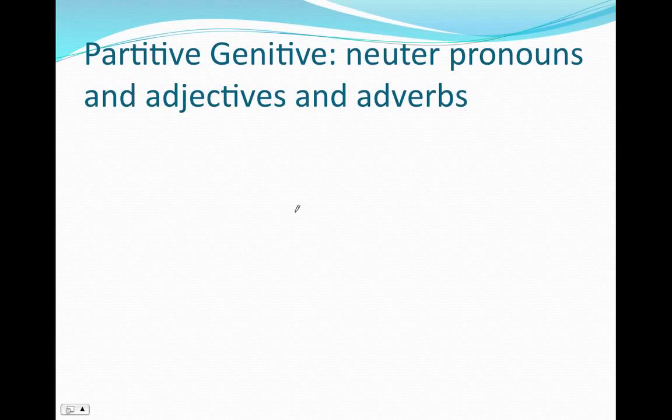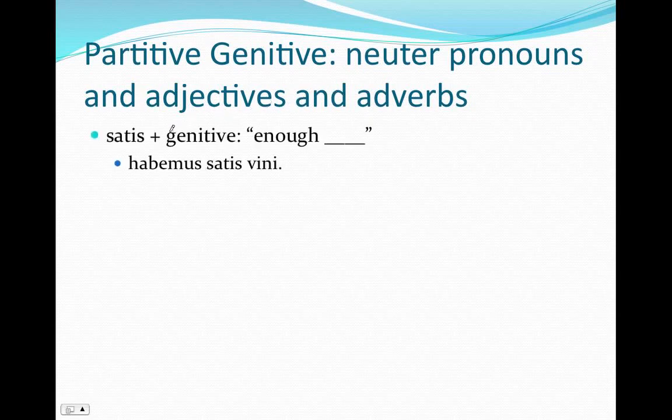Now there is one other group of words that commonly take the partitive genitive construction, and these are very idiomatic to Latin. And this is by no means a complete list. It's just a few. But if you get the sense of it, when you encounter the partitive genitive with certain neuter pronouns, certain adjectives, certain adverbs, you have to translate them idiomatically. So here are a couple of examples. Satis, enough, often takes a genitive. It's literally satis, enough of the genitive. But in English, we're going to translate it enough blank.